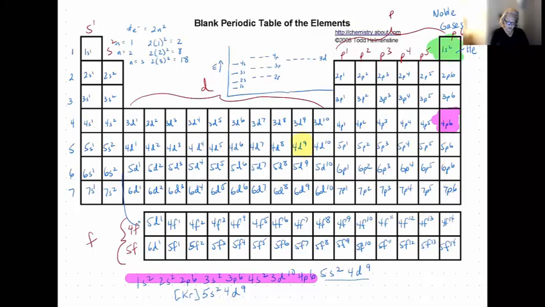So I hope this was helpful. In the next video, I'm going to talk about how to use this to figure out valence electrons.